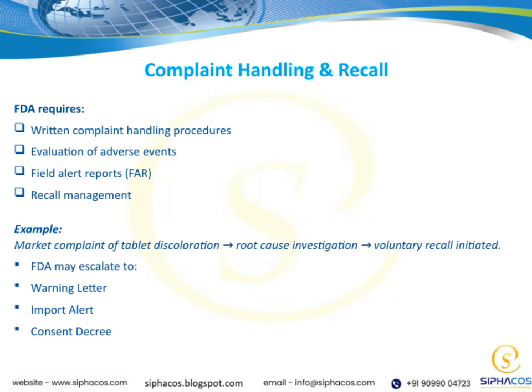To give you an example, imagine a market complaint about tablet discoloration. The first step would be conducting a root cause investigation. If necessary, a voluntary recall might be initiated to address the problem. It's important to understand that the FDA has the authority to escalate these issues. They can issue a warning letter, which is a formal notice of noncompliance. In more serious cases, they might activate an import alert to prevent the product from entering the country.